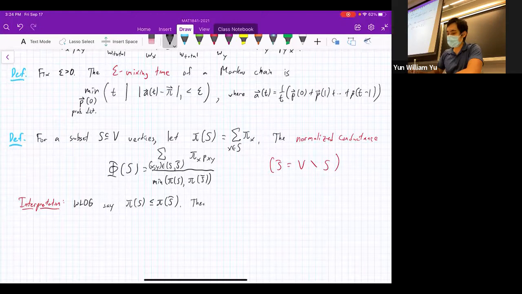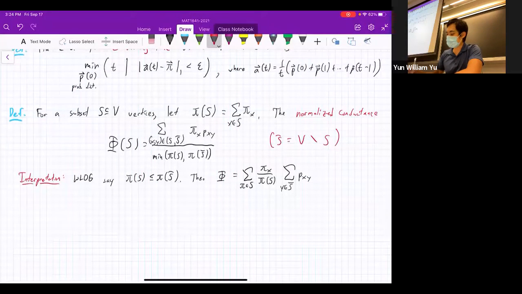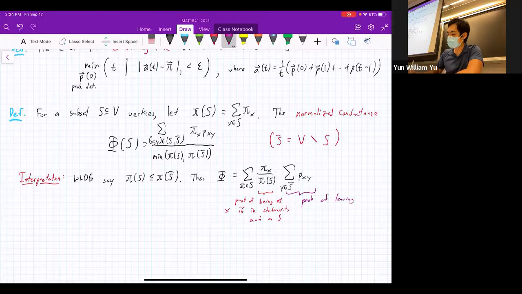If we do that, then the formula becomes simpler. The formula is just the sum over x in S of pi x over pi of S, times the sum over y in S bar of pxy. I've rewritten it a little bit, but this form has some nice interpretations. This first part is the probability of being at x, given that you're in stationarity and in S, just the probability of starting from a particular place. And this here is, of course, the probability of leaving S in one step.